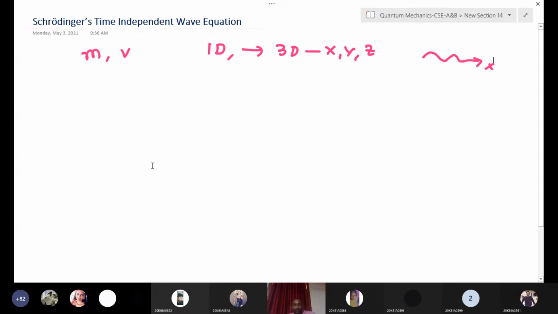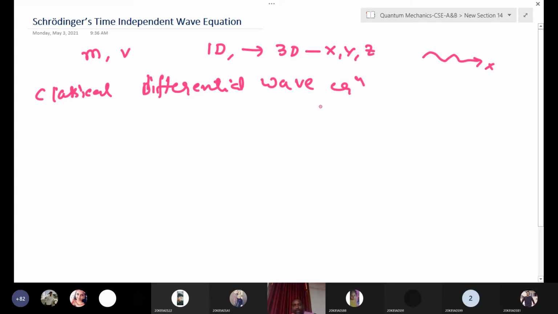So that is the derived expression. First we will see what we know in classical mechanics: the classical differential wave equation. We know this wave equation, but it cannot explain the motion of any microparticle. That's why we are solving the wave equation for a microparticle. Microparticle means the size of the particle is at the atomic level.